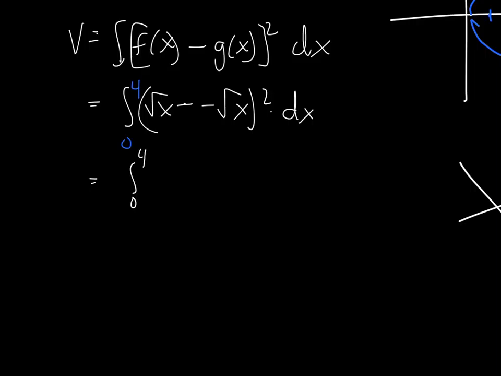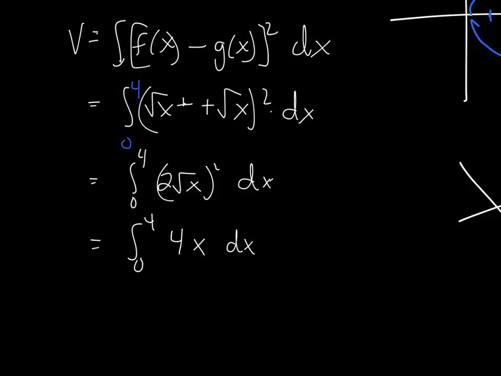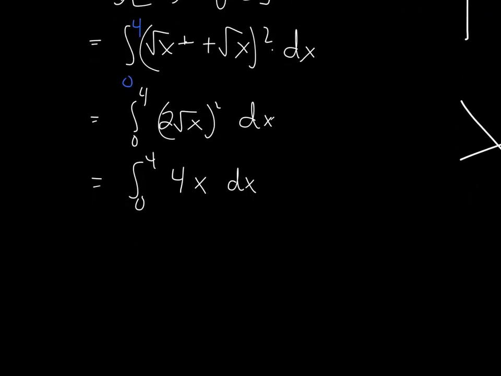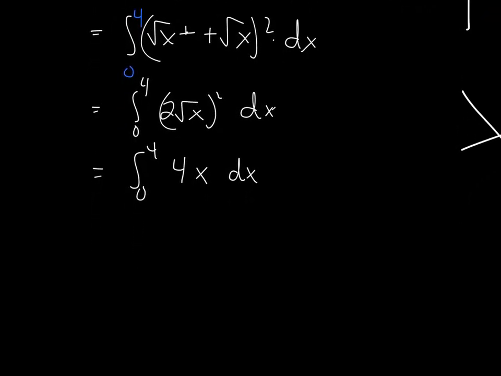And not actually too bad, because this simplifies. So from 0 to 4, radical x minus a negative radical x becomes plus a positive, which is 2 radical x. I'm squaring that quantity. Notice I'm using parentheses so I don't forget something, because I'm going to have to square the 2 and square the radical x. So 2 becomes 4. Radical x squared is x. And that's about the simplest integral that we've seen in a long time. So let's go ahead and integrate. And once I integrate, I'm going to get 4x squared over 2. Can cancel that. So I've got 2x squared, evaluating that from 0 to 4.